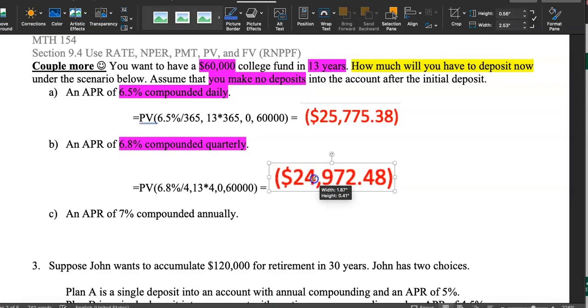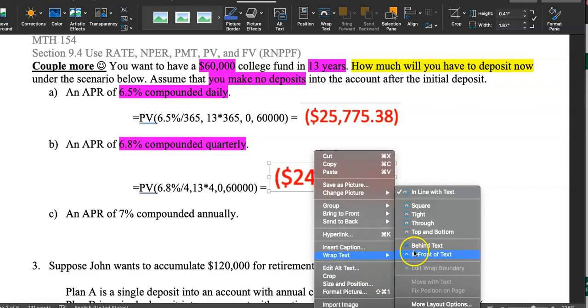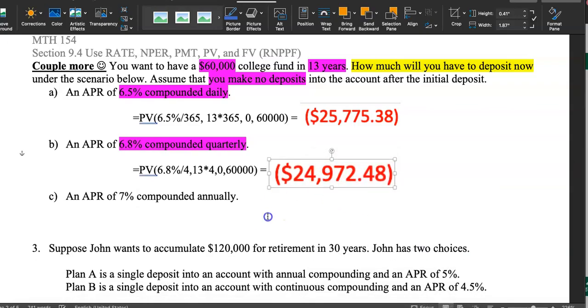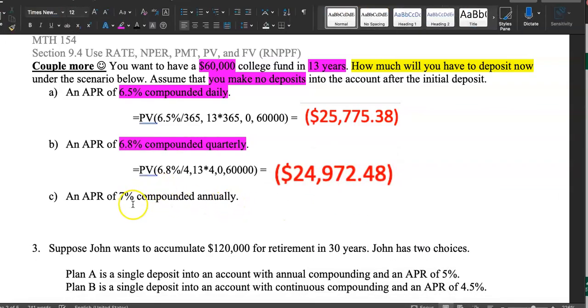Ta-da. Oops, I flipped that. Alrighty, now the very last one. How about an APR of 7% compounded annually? Annually, now that's the easy one, right? Present value, we're still looking for the present value, 7%. Now, what should you divide the 7% by? If I'm following this rule, I'm dividing by the number of annual compounding periods in 1 year. Well, it's annual compounding, so you really don't have to divide by 1. You can just keep it as 7%.